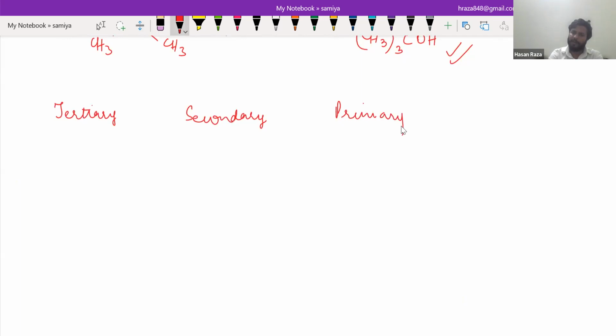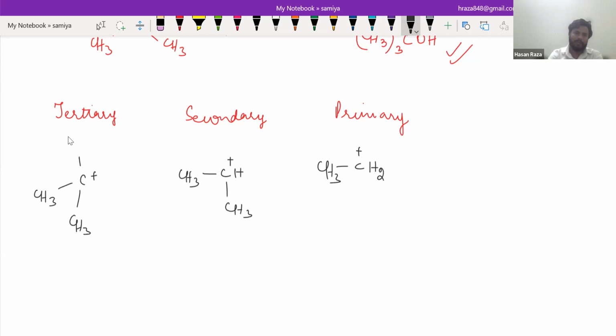I'm going to take an example also of tertiary, secondary like this, and primary like this. And with this bond, a carbon-containing group is connected. So can you tell me which one is more stable? Sir, primary. No. Do you know?